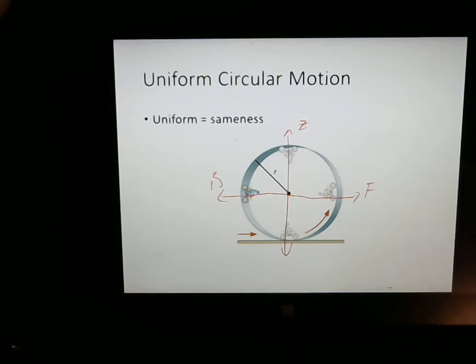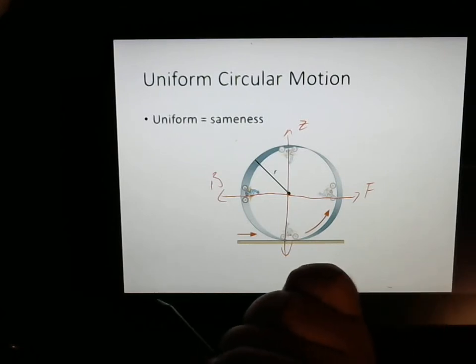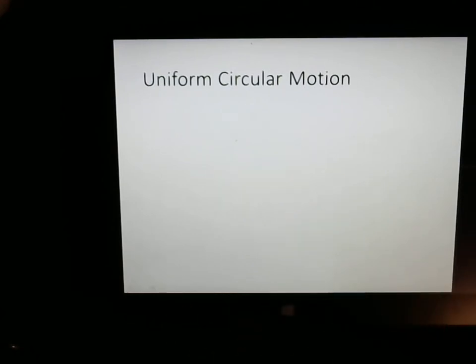So one of these is uniform, and one of these is not uniform. And when we look at the forces in a minute, we'll come back to these pictures to explain why one of these is uniform and why one is not.